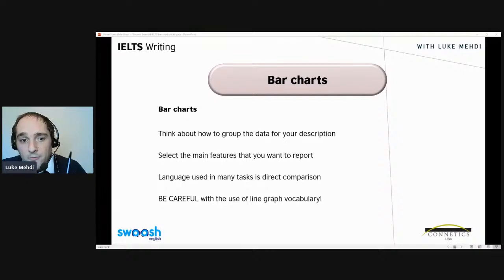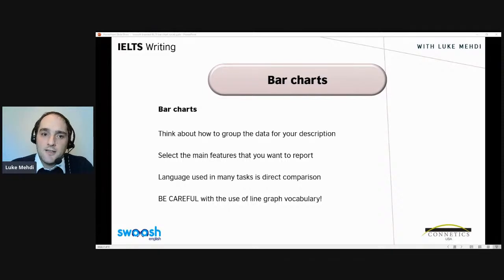Be really, really careful with line graph vocabulary. One of the issues that people have is they start using vocabulary that they would usually use for a line graph, and it's not always appropriate. And this applies to tasks where you have time on one of the axes, usually the x-axis. If that shows time, you need to be really, really careful with line graph vocabulary.